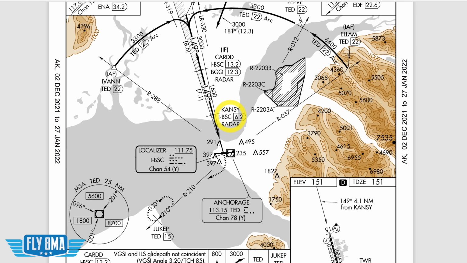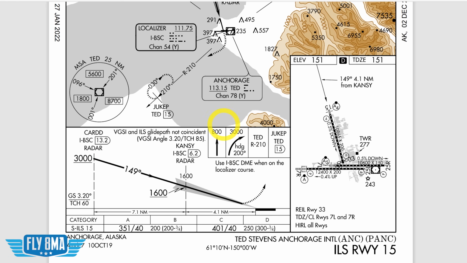And then from CANSEY to the actual localizer antenna itself, if you want to fly right into that thing and smack it, it'd be 6.2 miles to do so. The runway is going to be a little bit closer to that. We can see that here in the profile view, that the runway threshold is only 4.1 nautical miles from CANSEY, but it is 6.2 nautical miles, or really 6.2 on your DME from IBSC if you're tuned into that using that as DME.